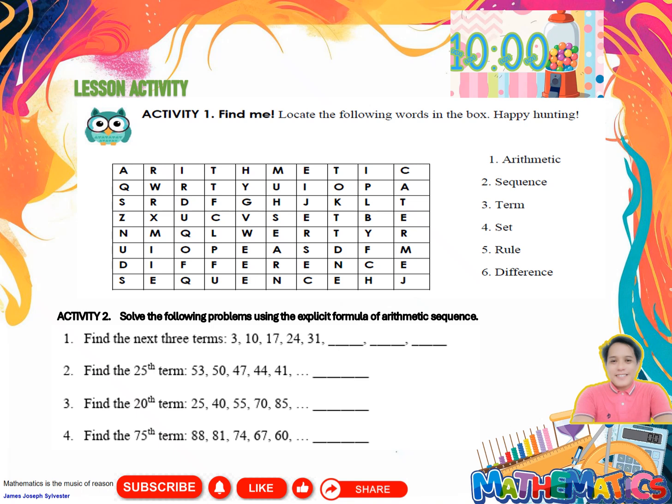For the activity 2, solve the following problem using the explicit formula of arithmetic sequence. So number 1, find the next 3 terms. Second, find the 25th term, find the 20th term, and find the 75th term using the explicit formula of arithmetic sequence. Good for 10 minutes na yan.